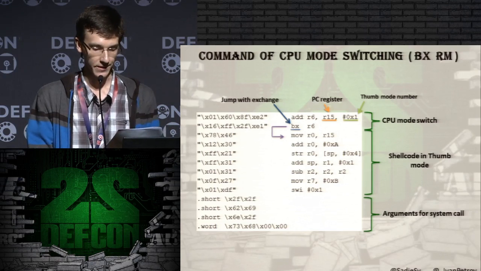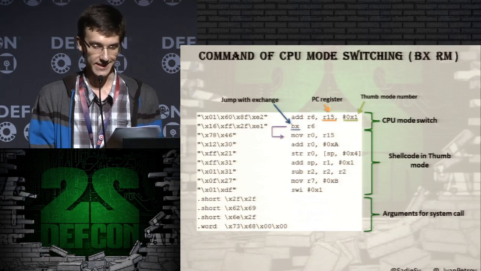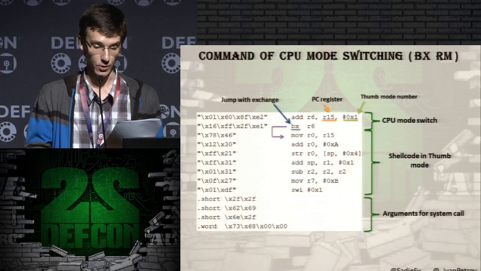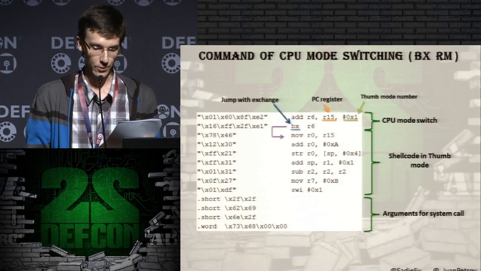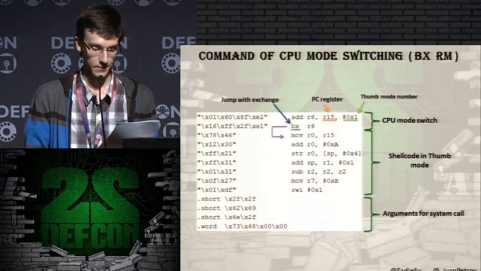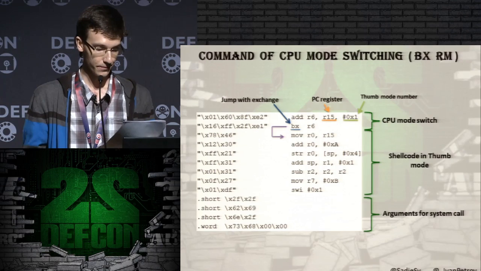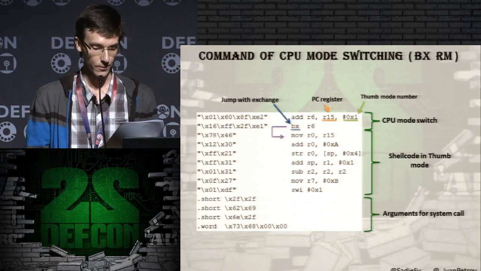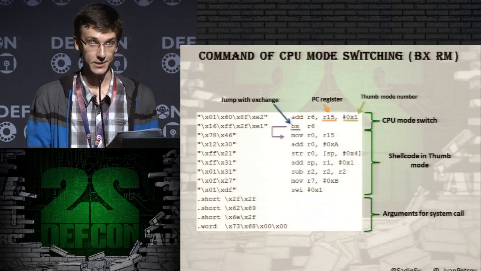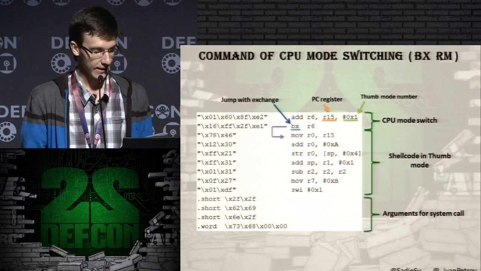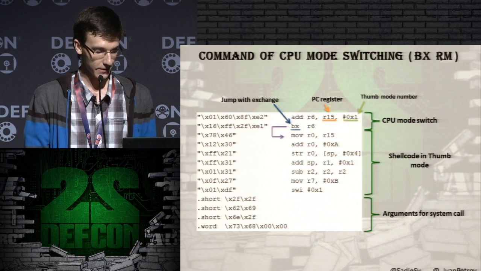Shellcodes are written in thumb mode, and at the beginning of the code, there is a switch to thumb mode. For the change in CPU mode, we need to make a jump to the address of thumb code, and the last bit of the address should be set to 1. In ARM architecture, code is aligned by 4 bytes, so we can use the last bit of the address as an information bit.